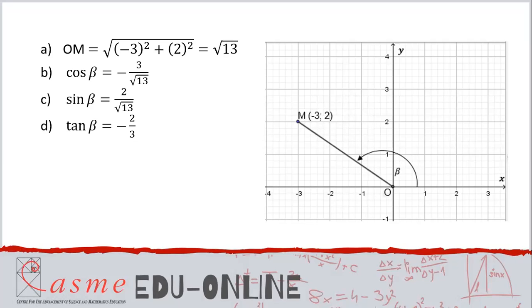And now coming to the tangent of beta, you can see it's the y coordinate divided by the x coordinate. But since again the x coordinate is negative, you can see that the tangent of beta will be -2/3. It will be negative 2/3. Now we want to find beta.